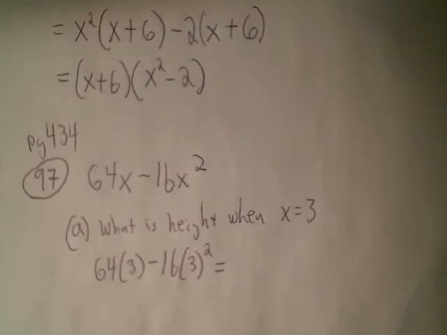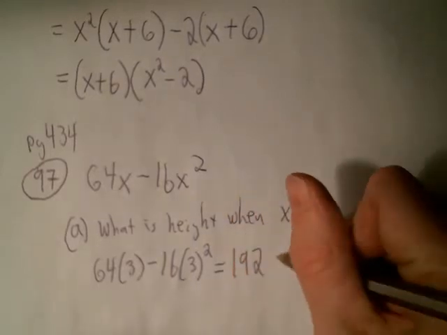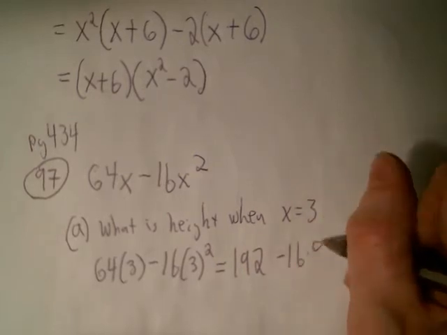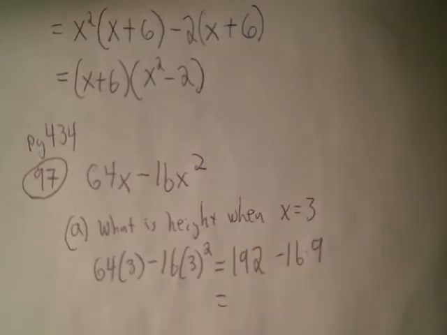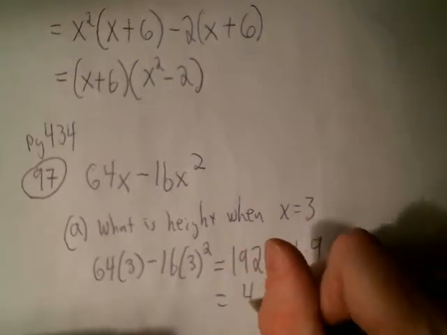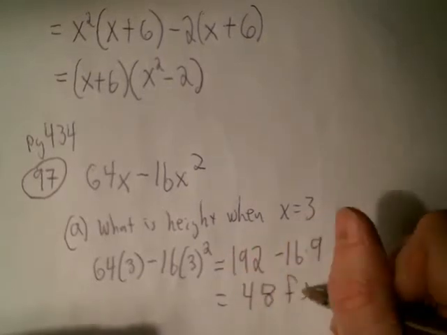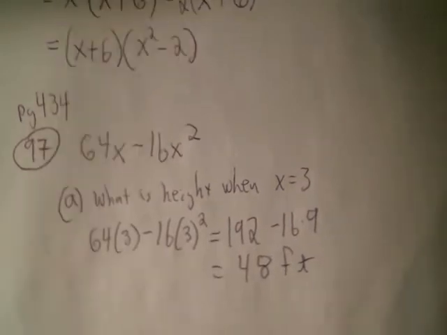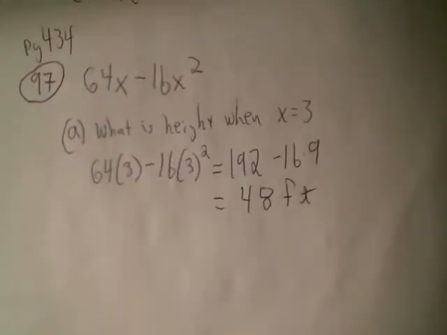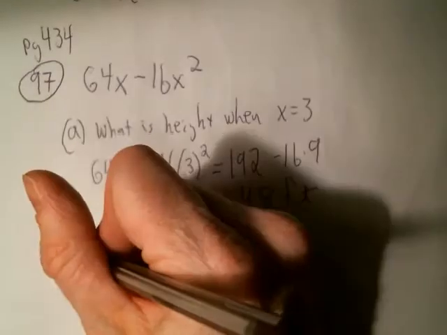you want to do order of operations correctly. 64 times 3, 192 minus 16 times 9. I'll just do it with my calculator, it's 48 feet. So 3 seconds after the explosion, the debris is 48 feet in the air. Let's see what else. Factor the polynomial.